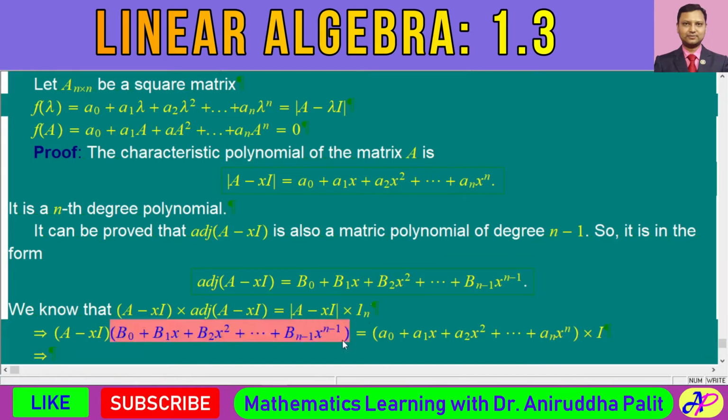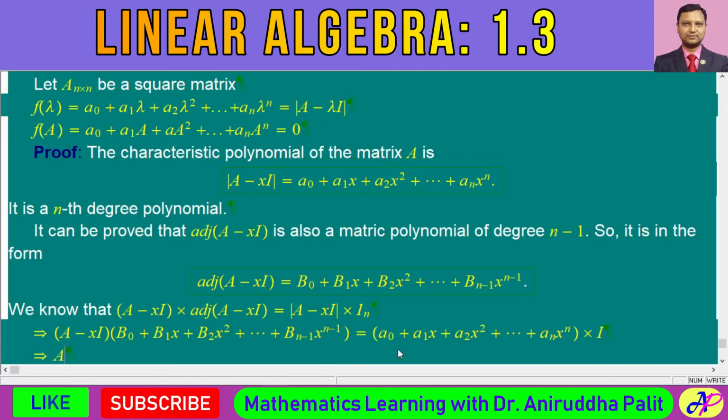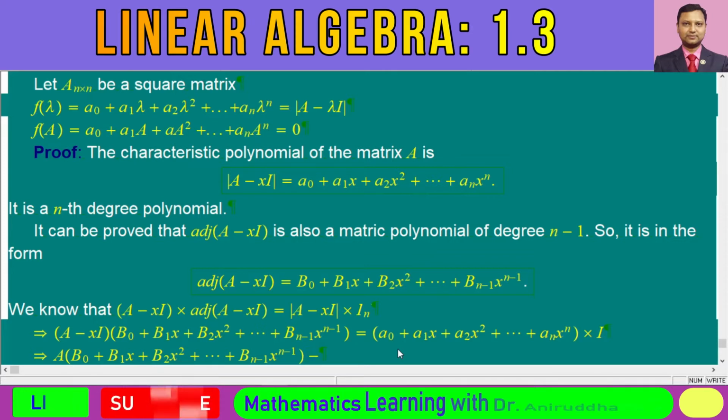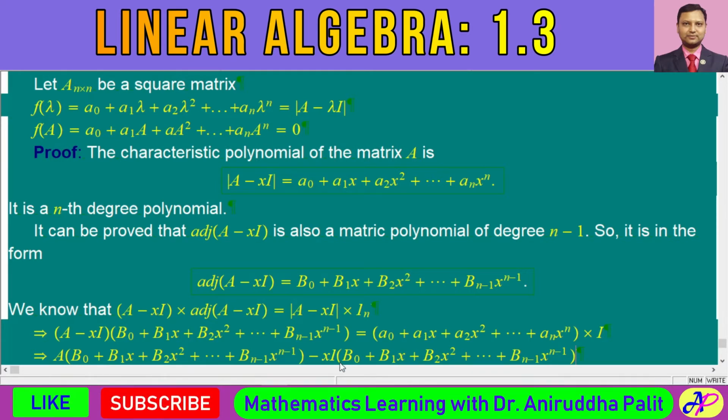Over here, this is the matrix. So capital A minus x into this identity matrix I is to be multiplied from the left to this adjoint expression. This is a left multiplication. That is equal to, let me write it in the next line.